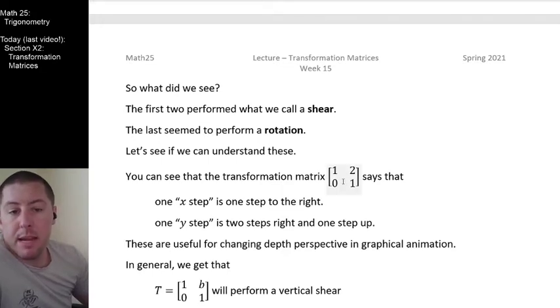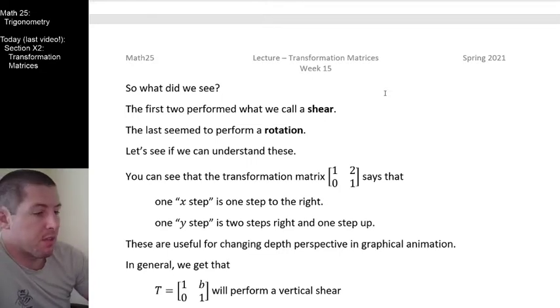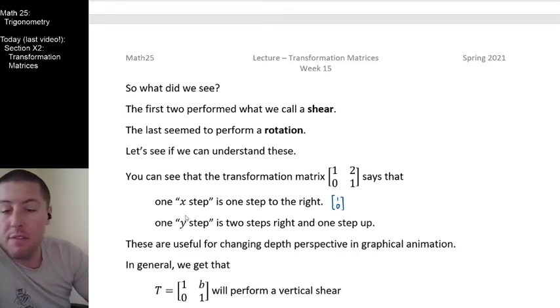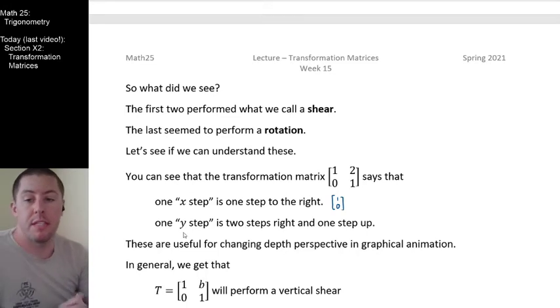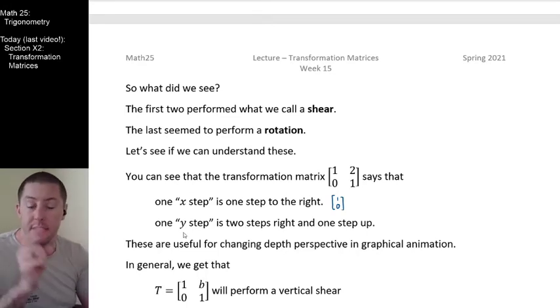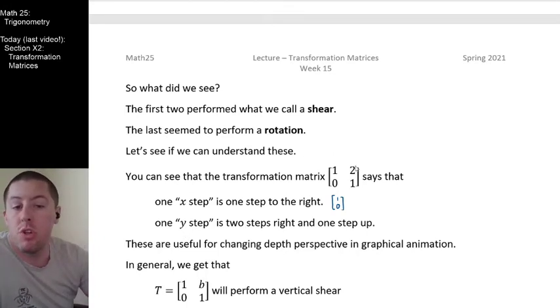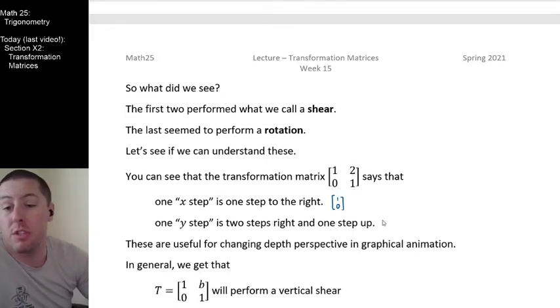We can see that the transformation matrix 1, 0, 2, 1 says, for every x step that you want to do, just go in the 1, 0 direction. That is our one step to the right. That's the 1, 0 that we're seeing in that transformation matrix. However, for one y step, this says when before you used to just step up when you went in the y direction, instead, you're actually going to go 2 units to the right and 1 unit up for every thing that used to be a y step.